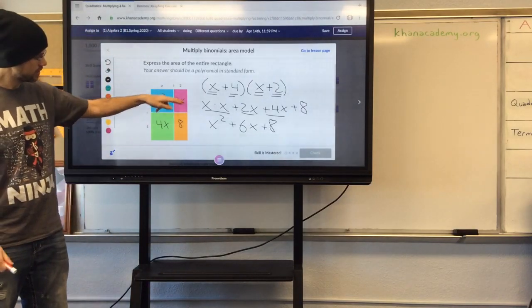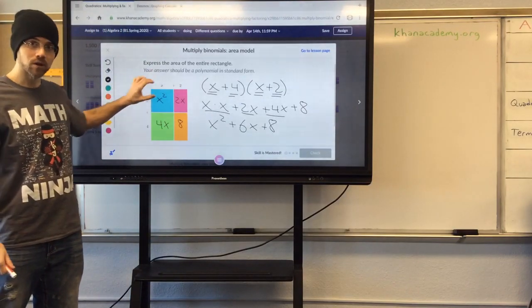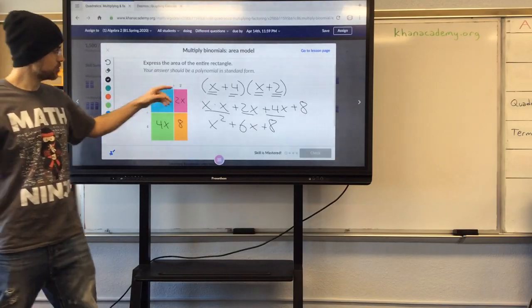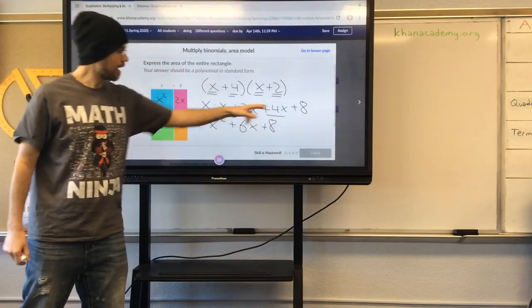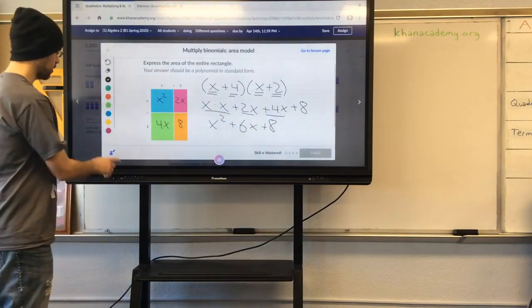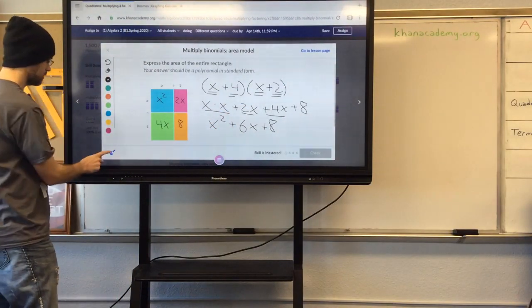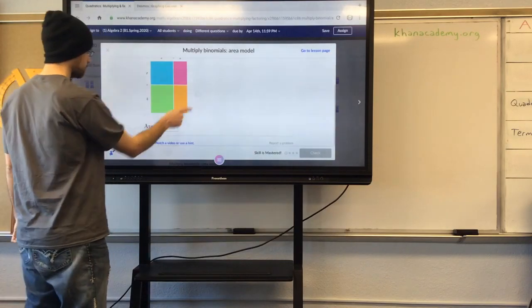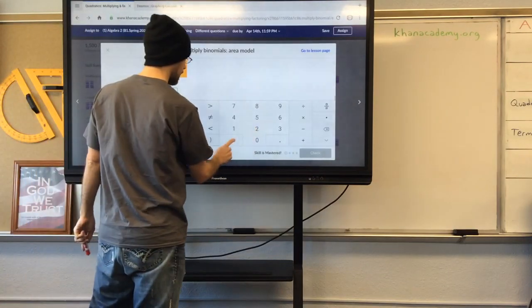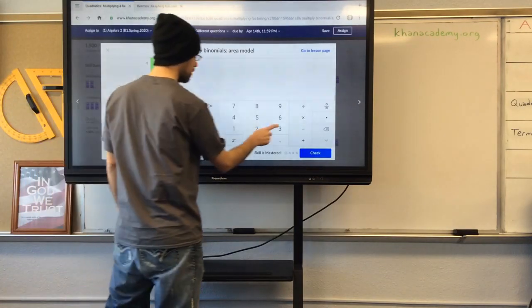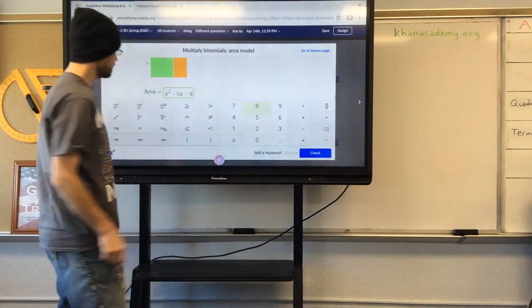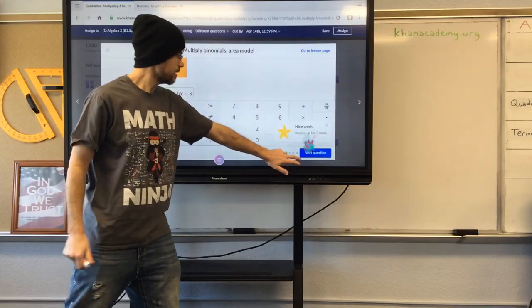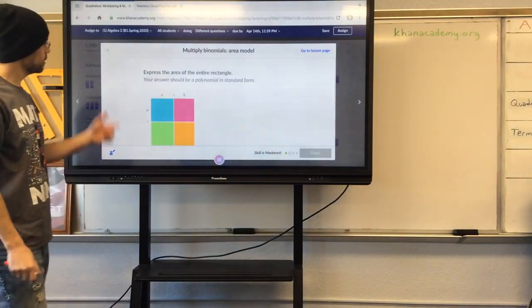So our area of each component rectangle is what we get when we do the distributive property, and then with some algebra we simplify it to this final answer, x squared plus 6x plus 8. And we're done with that one.